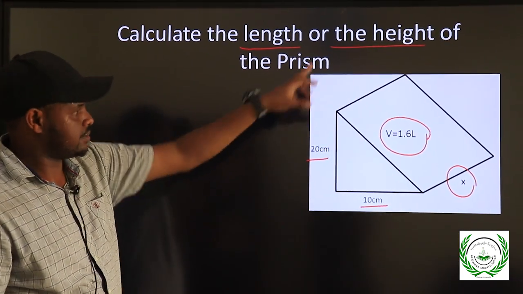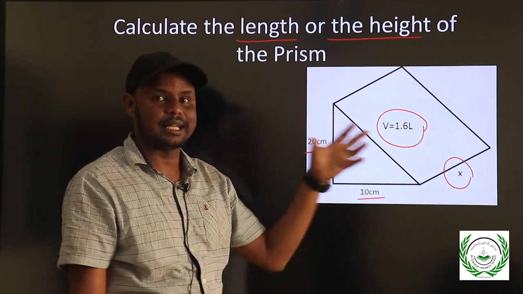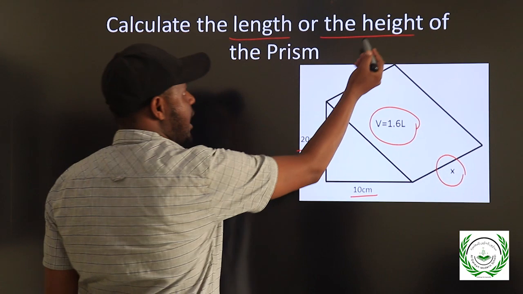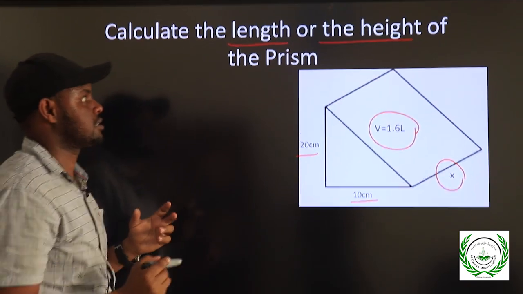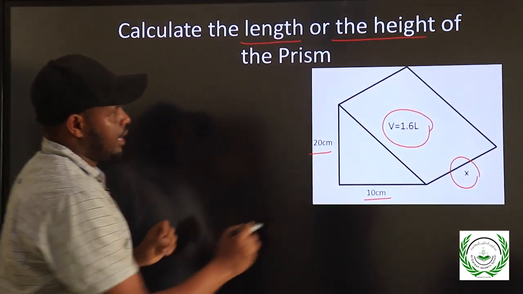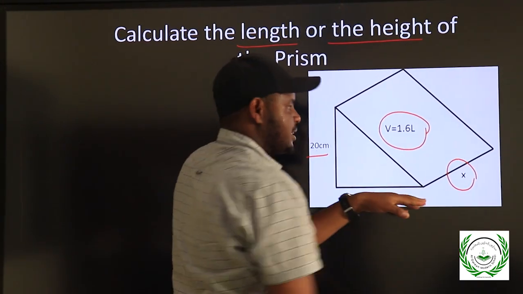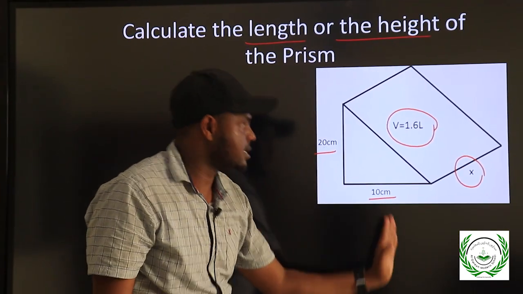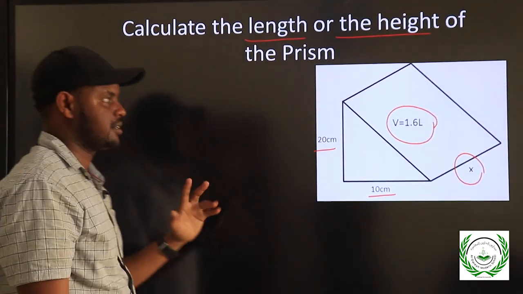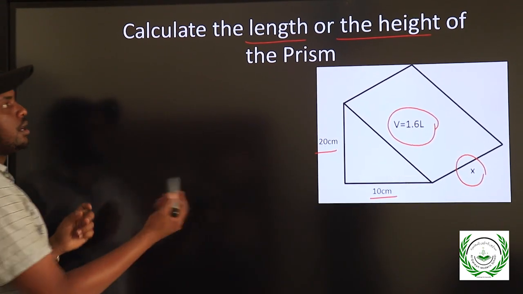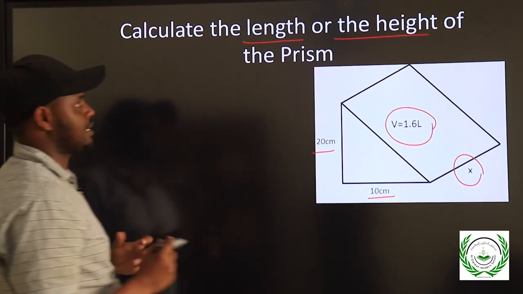The length, this side can be the length of the shape or it can be the height of the shape, means the shape is a prism. If the side is sloping, it can be the length, or if the side is vertical, we call the height of the shape, no matter which one it is.